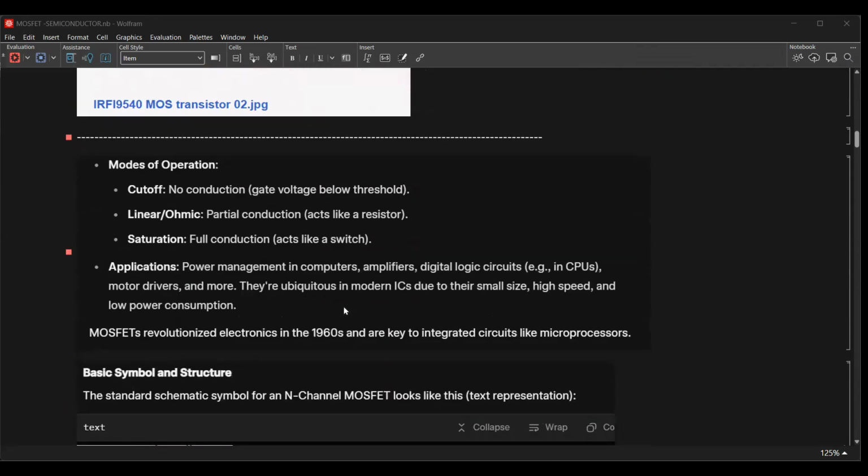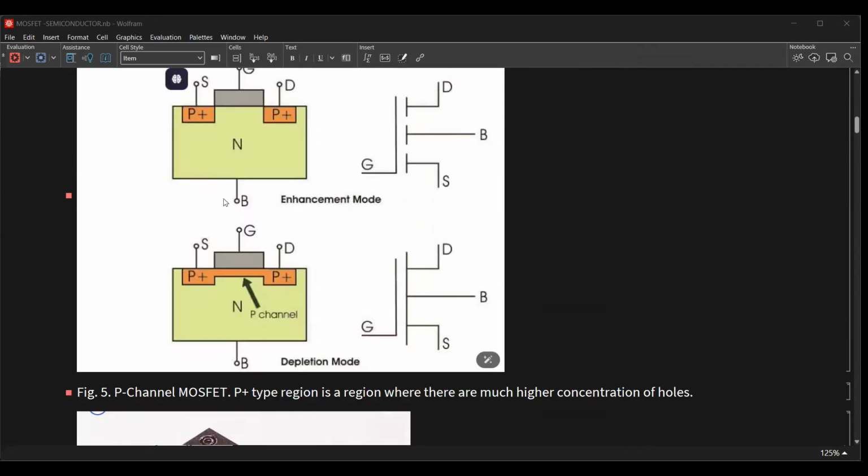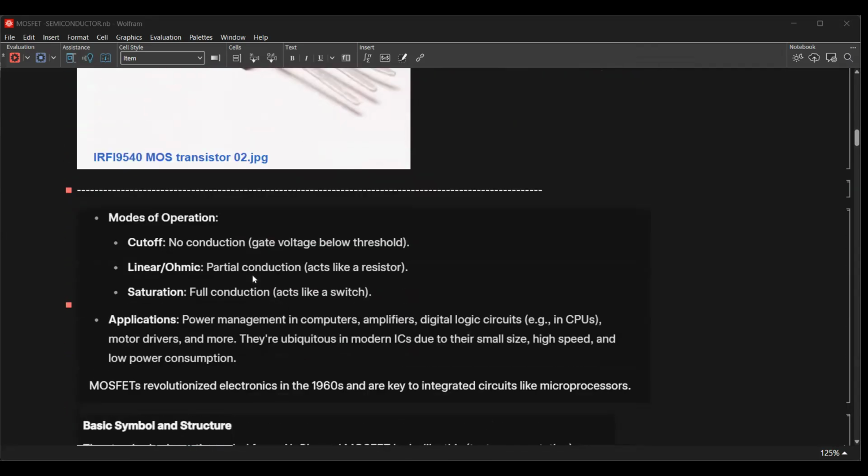So, modes of operation. The cutoff: no conduction, as the gate voltage is below threshold. So there is no conduction here. This is the channel, so there is no conduction here for the cutoff region. For the linear or ohmic region, there is partial conduction and it acts like a resistor. For the saturation, we have the full conduction here, so it acts like a switch.